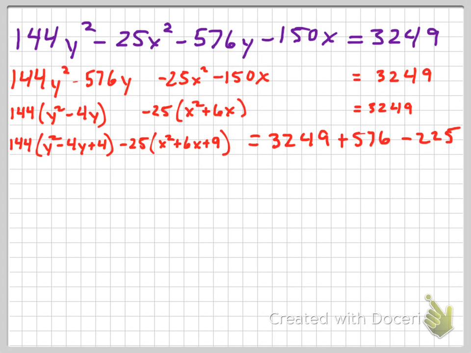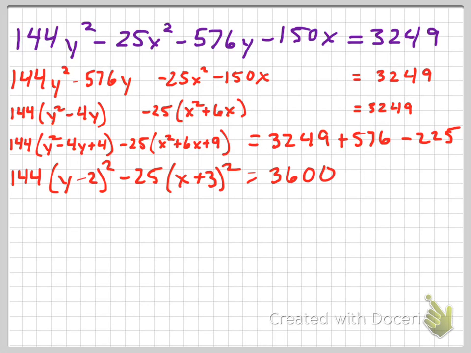Doing our little factoring with the parentheses, we've talked about every day of the chapter. That looks like that. Cleaning up that mess on the right side gives me 3,600. I don't want a 3,600 on the right side. What do I want? You want a 1.